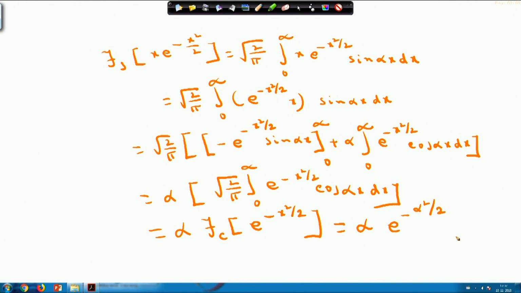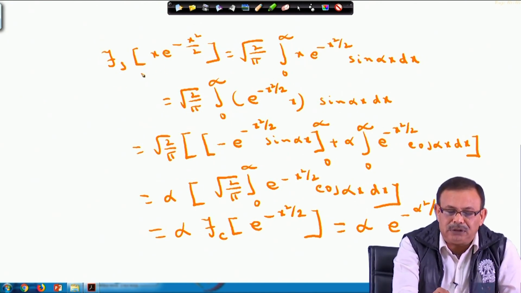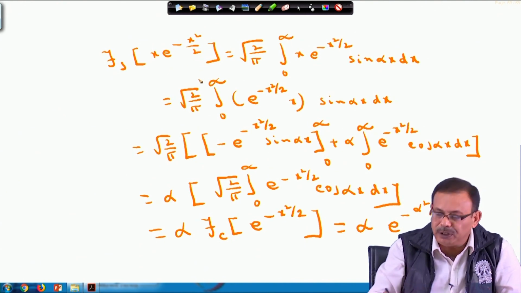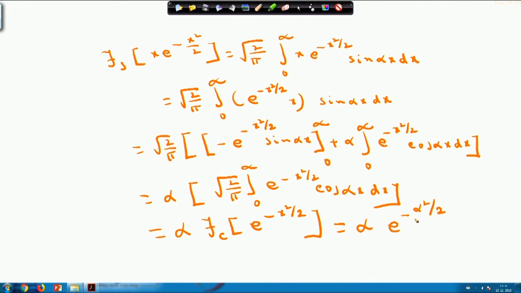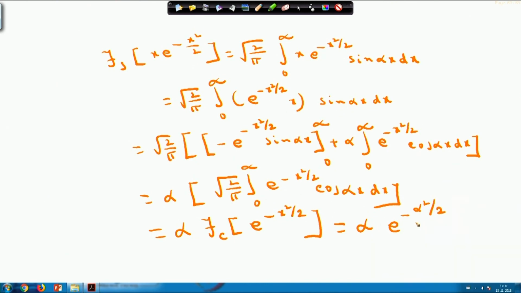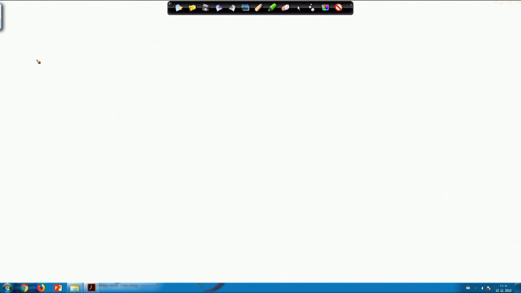So, therefore, you see the Fourier sine transform of the function f equals x e power minus x square by 2 gives us alpha e power minus alpha square by 2, which is the function itself. Therefore, this function is self reciprocal with respect to the Fourier sine transform. Please note this. Let us take another example.